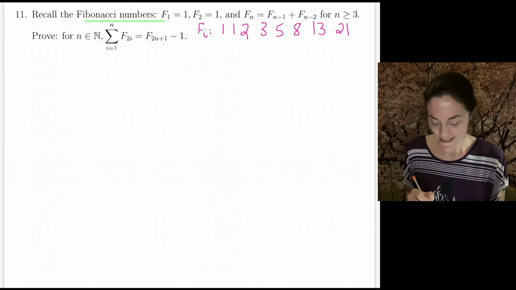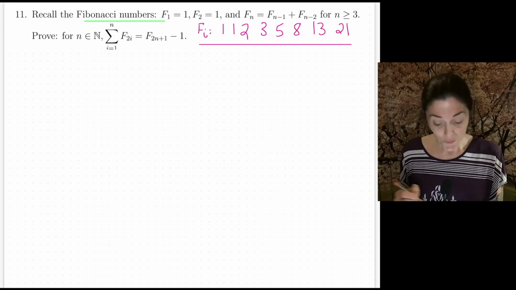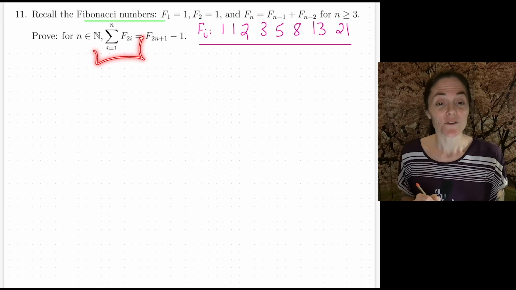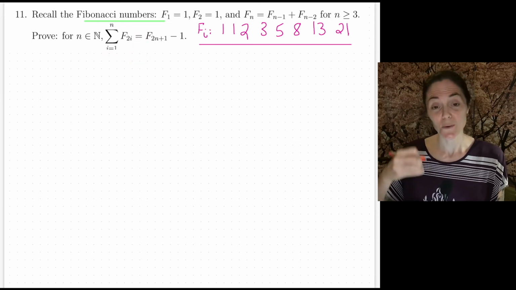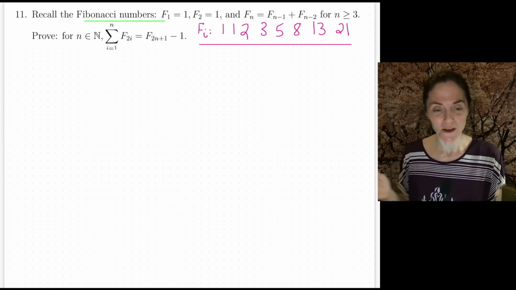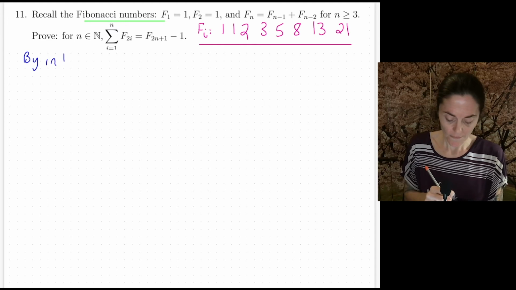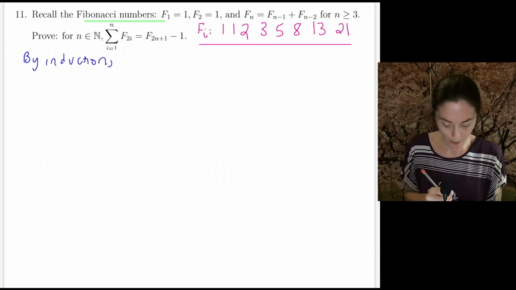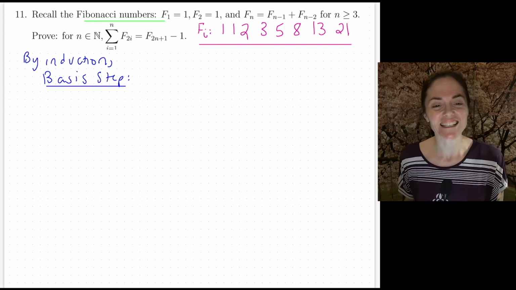But now let's get into the specific problem. We want to prove if we add from i equals 1 to n of F2i that we get F2n plus 1 minus 1. And we will do this by induction. A proof by induction has two parts. We have a basis step. Usually the basis step is a verification. And then we have an inductive step.